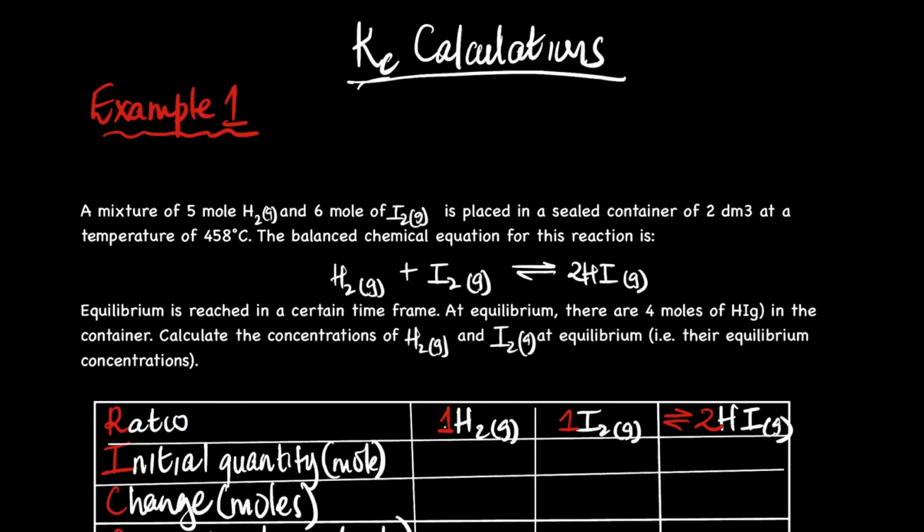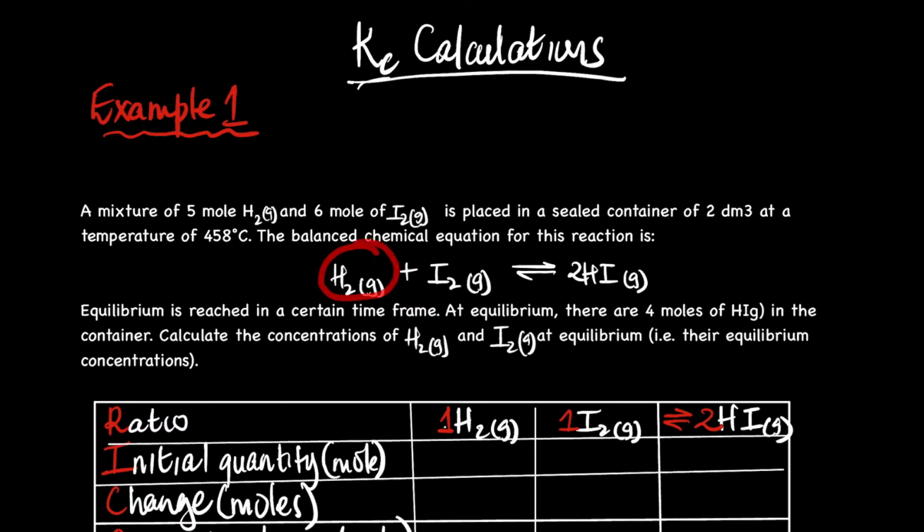Alright folks, let's look at the Kc calculation, the equilibrium constant calculation. I'm going to look at the basic one. A mixture of 5 mole of hydrogen gas and 6 mole of iodine gas is placed in a sealed container of 2 dm³, which is cubic decimeter, at a temperature of 458 Kelvin. The balanced equation for this reaction is as follows.